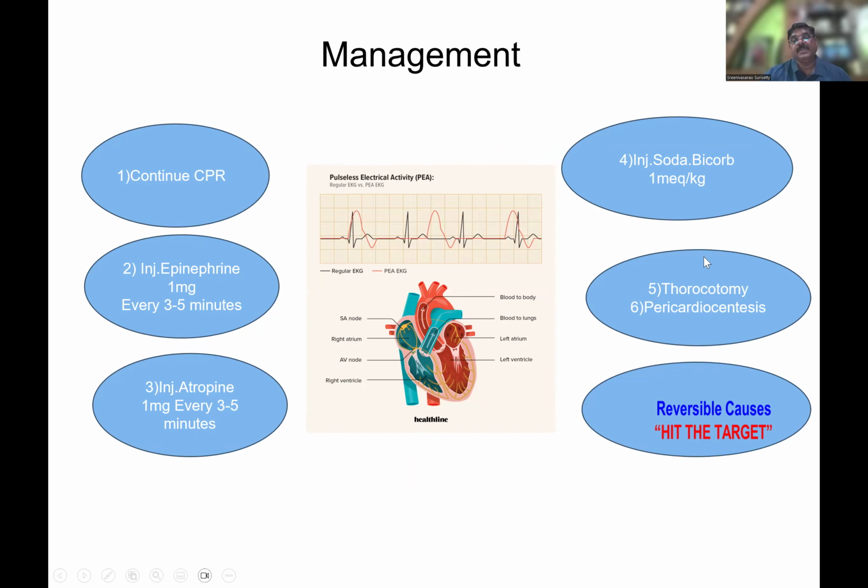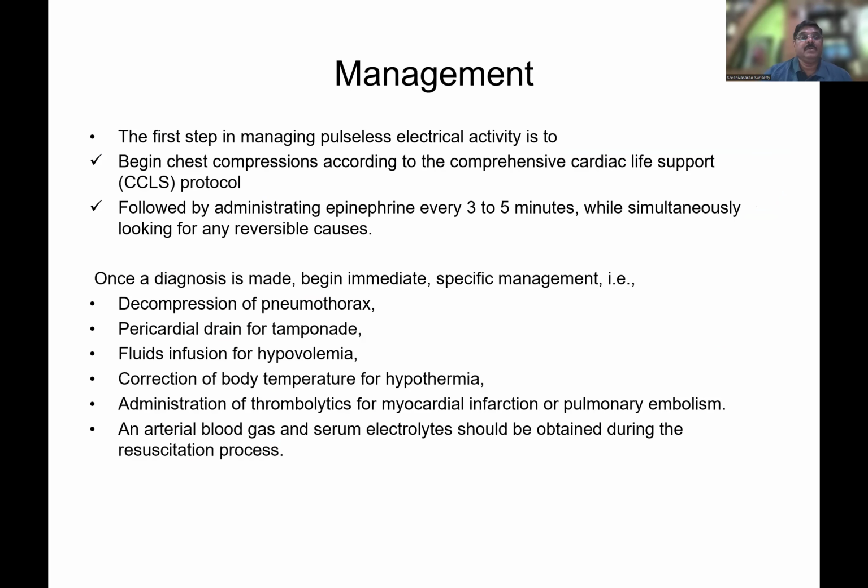And if you see any reasons after taking the investigations, any finding of pericardial tamponade and severe pneumothorax, you have to do thoracotomy, and for pericarditis and sepsis, you have to reverse the reversible causes. So let's come to the management.